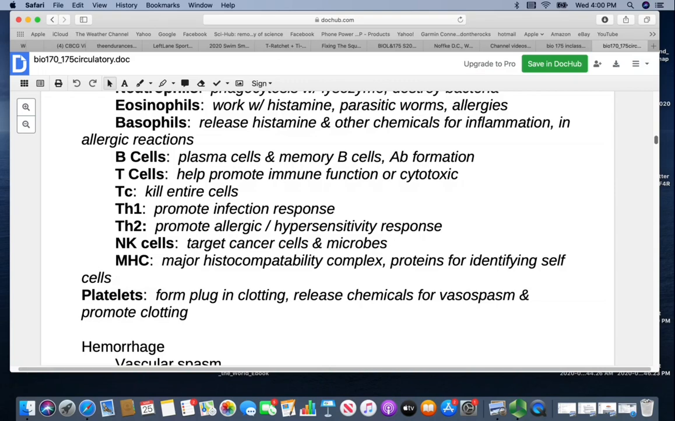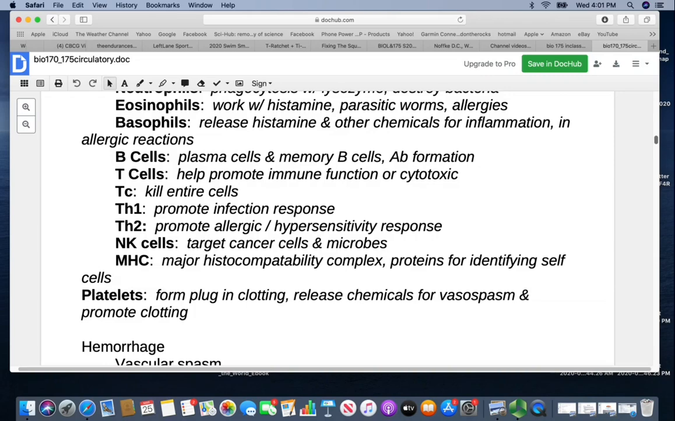The T helper cells, we do have more than just two types of these, but these are the two primary populations. The Th1 are going to promote an infection type response, while the Th2 are going to promote more of your allergic or hypersensitivity type responses. The NK cells, or natural killer cells, these will target various things, but it does include cancer cells and microbes.